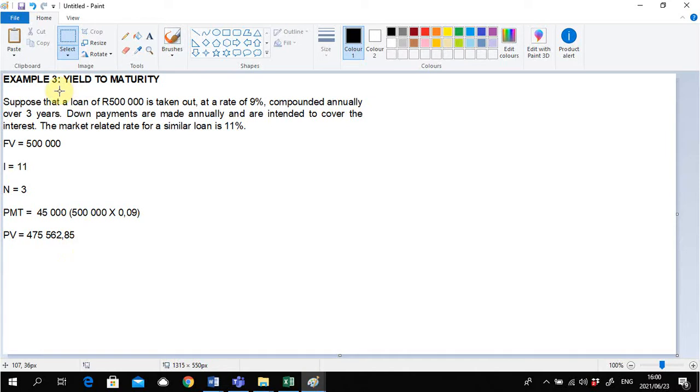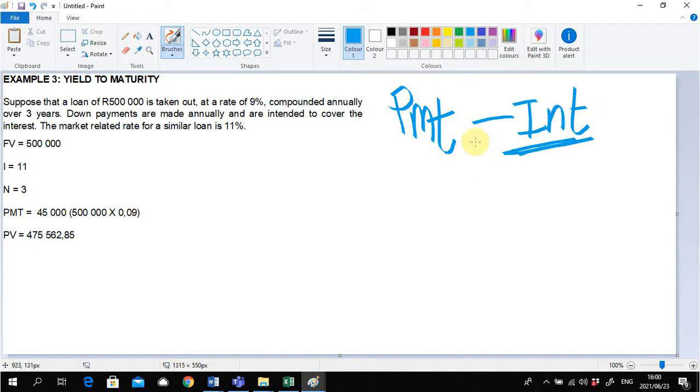So here, for example, I've put a yield to maturity, which is the other way around. So let's look at this example. It says that suppose that a loan of 500,000 Rand is taken out at a rate of 9% compounded annually over 3 years. Down payments are made annually and are intended to cover the interest. Again, if we look at the payment, it consists of only interest. So this is easy to calculate.